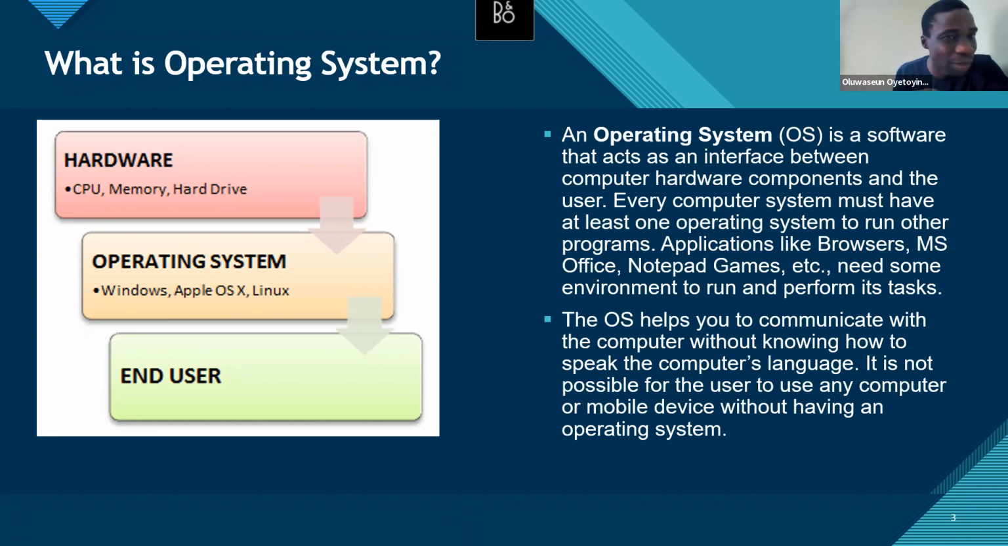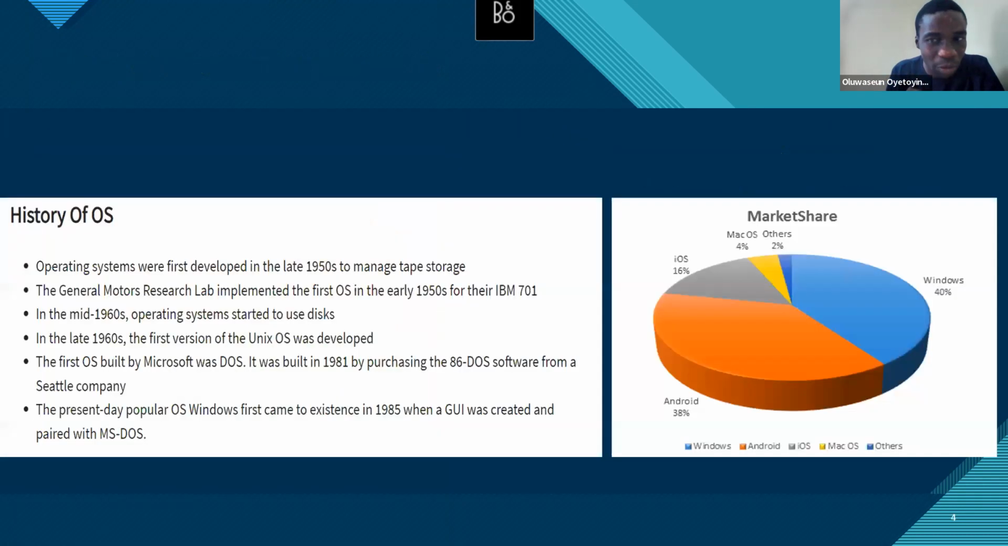And like I mentioned earlier, we have not just the Windows operating system, we have the Apple OS, we have the Linux operating system. So this afternoon, we're just talking about the Windows operating system. Let's talk about the history of the operating system.